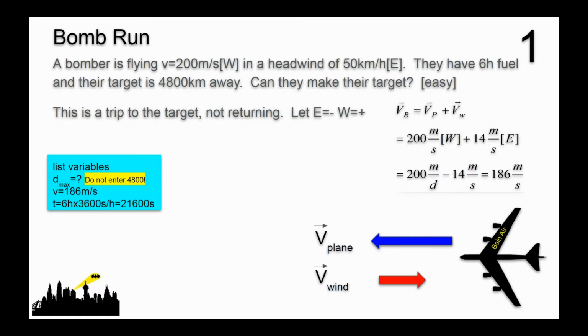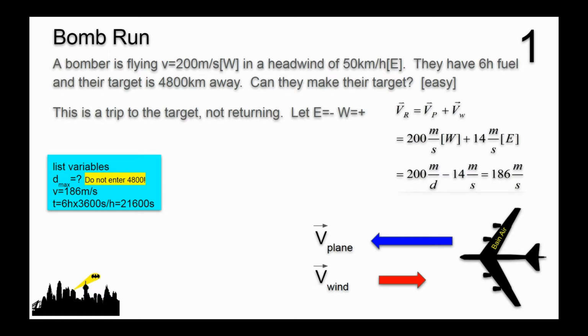Now we list our variables to compute the distance the plane can fly. And here is where the misunderstanding comes in. Many students will now set the distance to be 4,800 kilometers. But that is not what you're being asked. You're being asked, how far can you make it? Can you make it 4,800 kilometers? And that's where the mistake comes in. So let's not make that mistake.